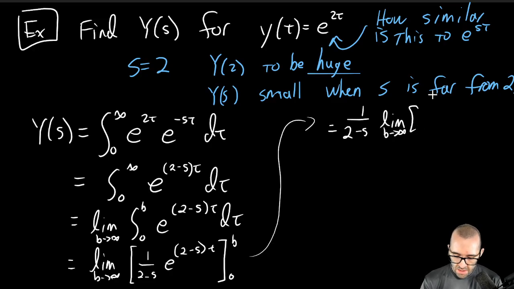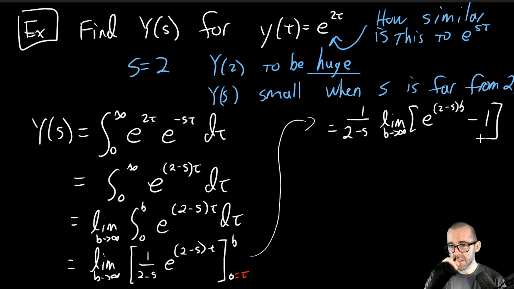When we plug in b, what are we plugging b into, by the way? T. Okay. And if you ever want, you can always write this on your limits of integration, just to make it really obvious. There's nothing wrong with that. T goes from 0 to b. So plugging in t equaling b is going to be e to the 2 minus s times b, minus, when we plug in t equals 0, we get e to the 0, which is 1. Oh, that's nice.